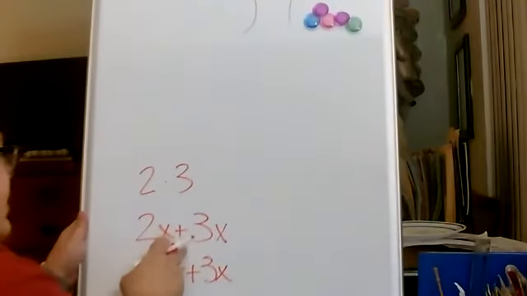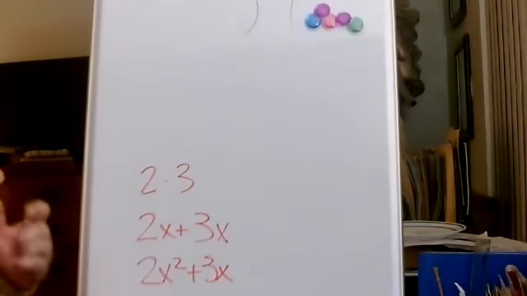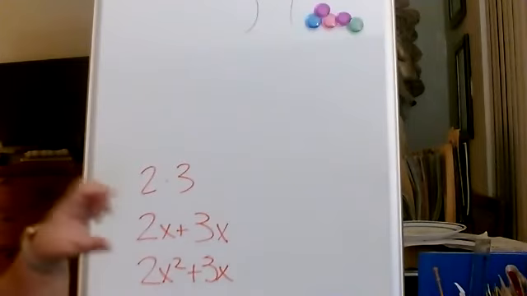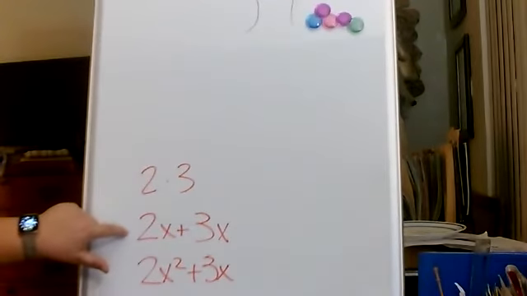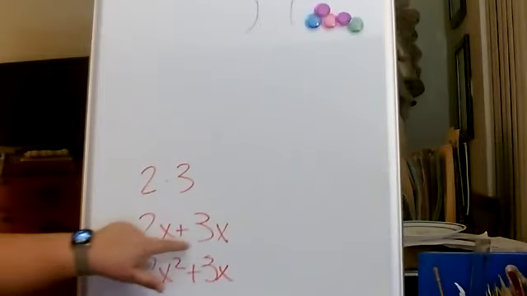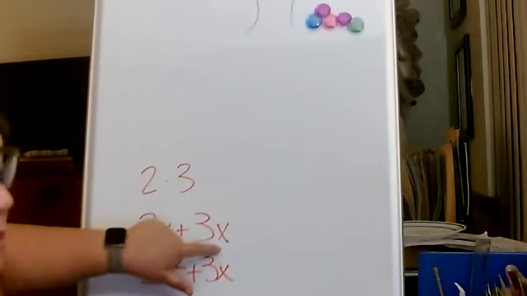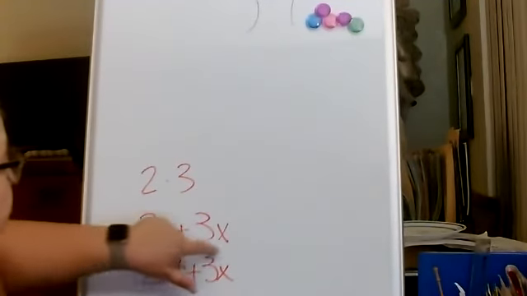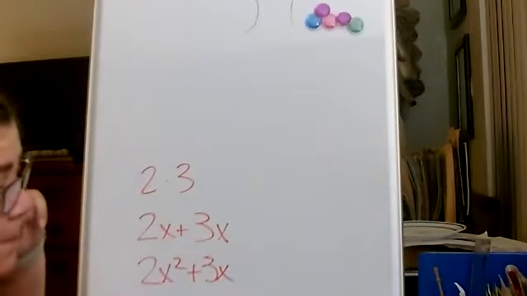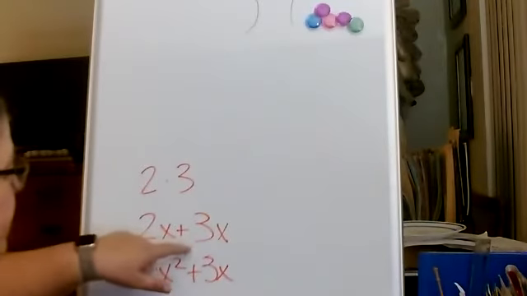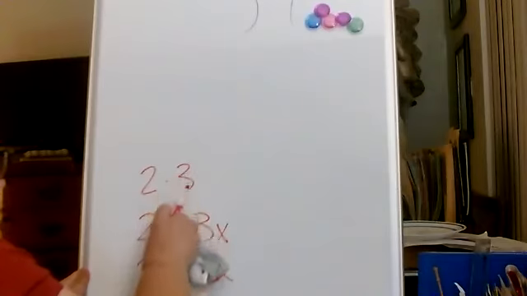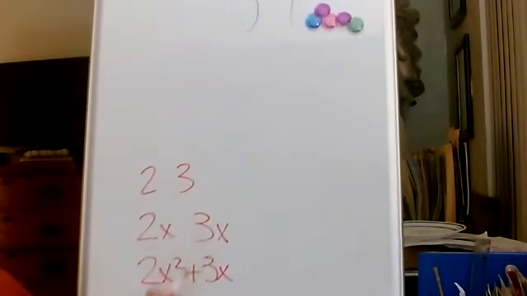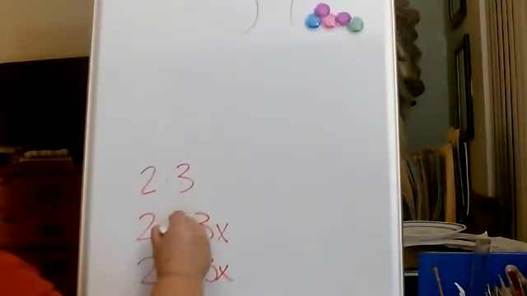Now, when you're adding fractions together, the denominator stays the same. When you're adding terms, the variable stays the same. They have to be like terms, and they will stay the same when you add them together. Your sum will have the same term. However, if you multiply, that changes things.